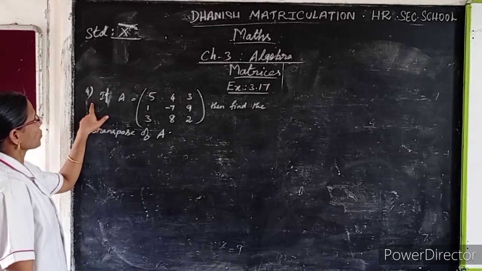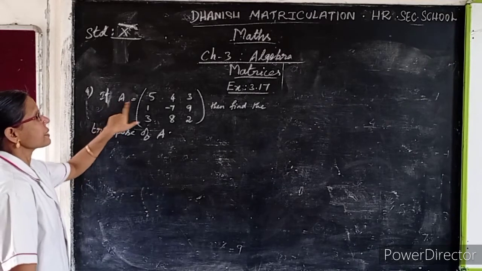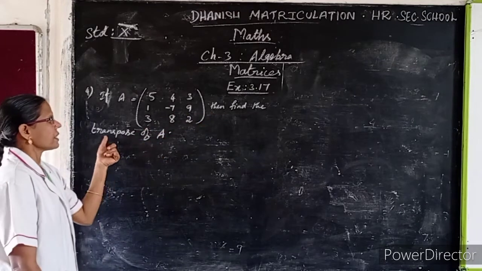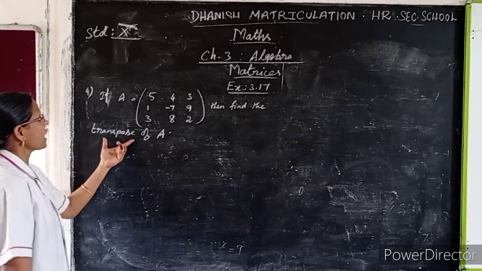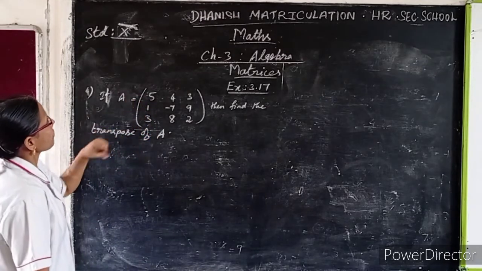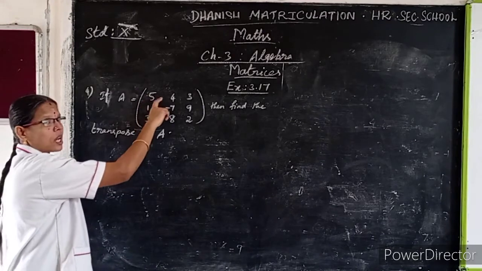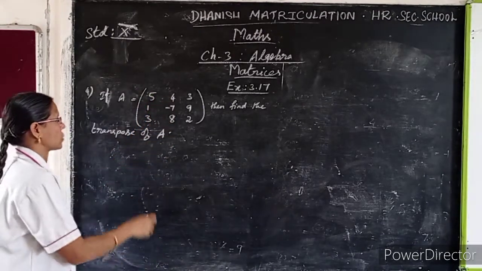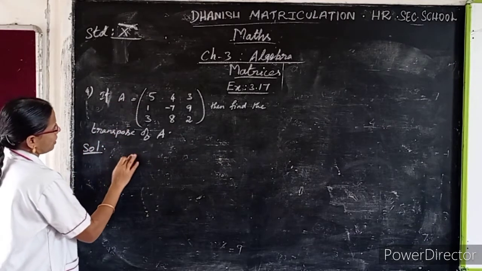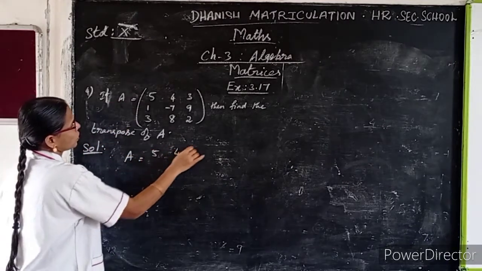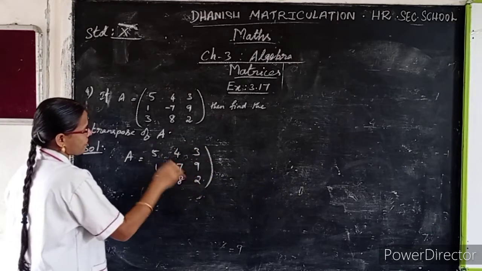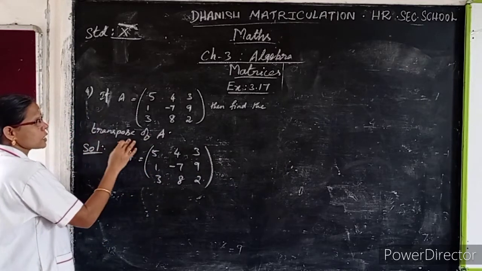Now, fourth question. If matrix A is equal to 5 4 3, 1 minus 7 9, 3 8 2, then find the transpose of A. What is the transpose of A? We should write the given matrix by writing the rows as columns and columns as rows. So the given matrix is A equal to 5 4 3, 1 minus 7 9, 3 8 2. This is the given matrix.